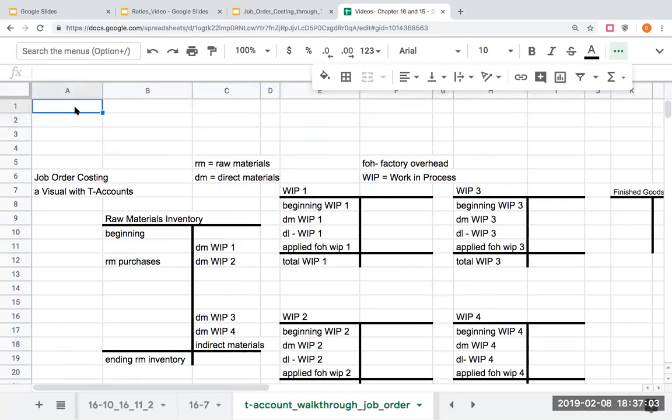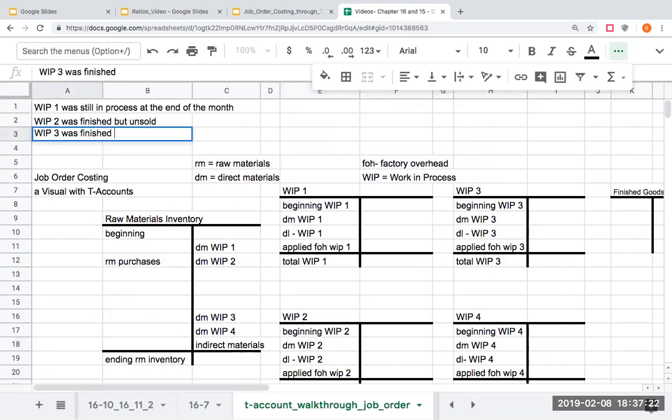So for fun, let's say that work in process 1 was still in process at the end of the month. WIP 2 was finished but unsold. WIP 3 was finished and sold. WIP 4 was still in process at the end of the month.